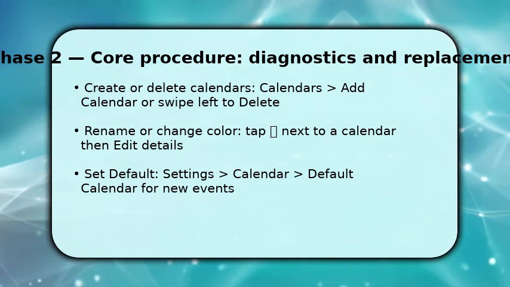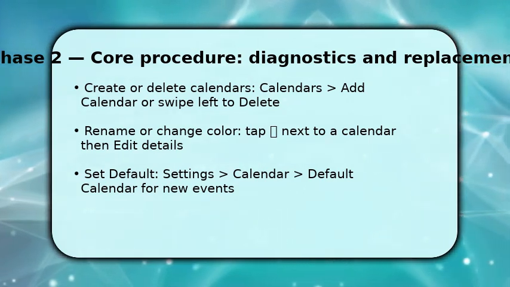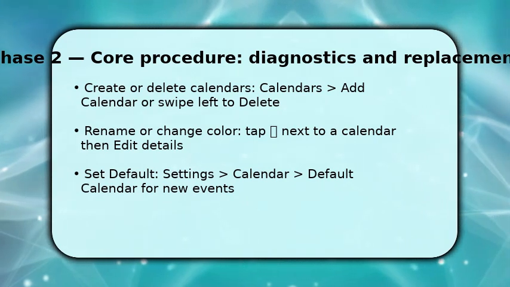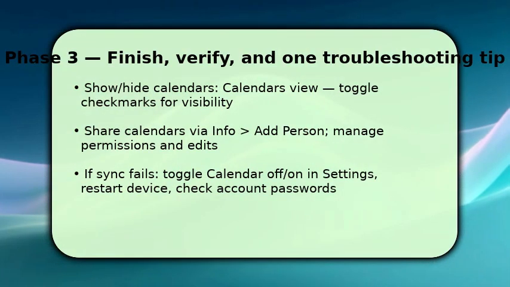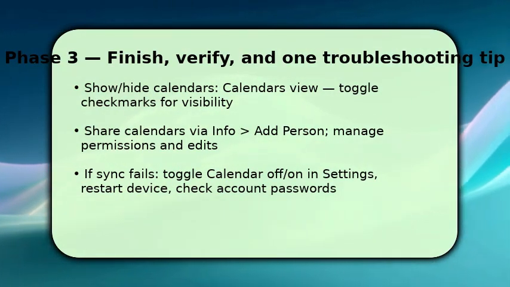Finally, go to Settings, Calendar, Default Calendar, and choose which calendar new events should use. Finish by confirming visibility, sharing, and backup. In Calendars View, check or uncheck items to show or hide them quickly.